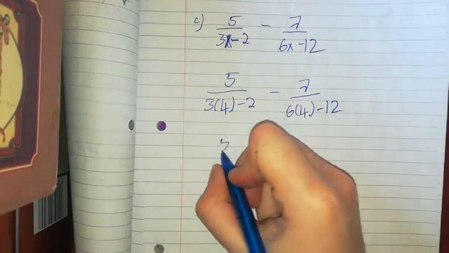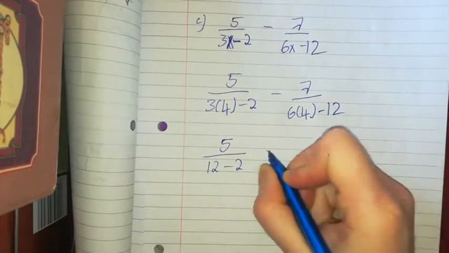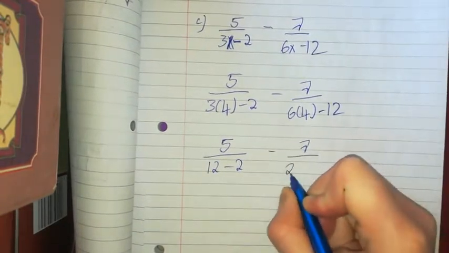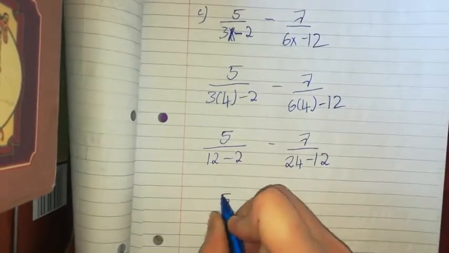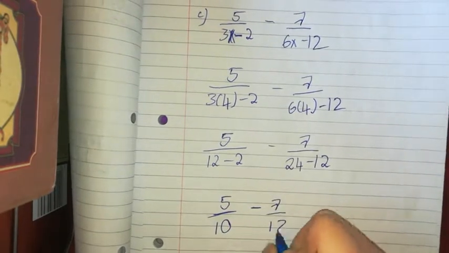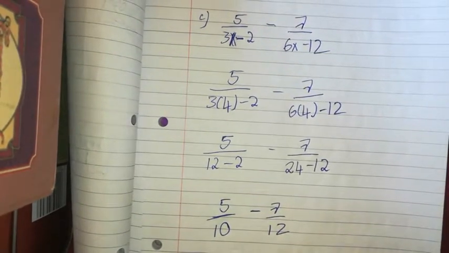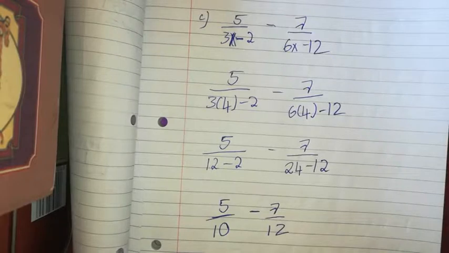So 3 by 4 is 12, take 2, and 6 by 4 is 24, take 12, so that's 5 over 10 minus 7 over 12. If I'm to do that out, we can get a common denominator, or we can just maybe do it on our calculator.